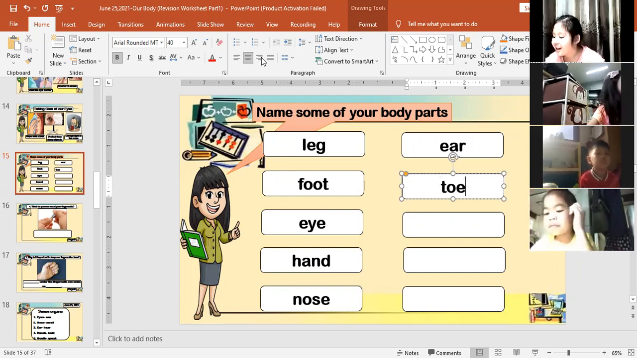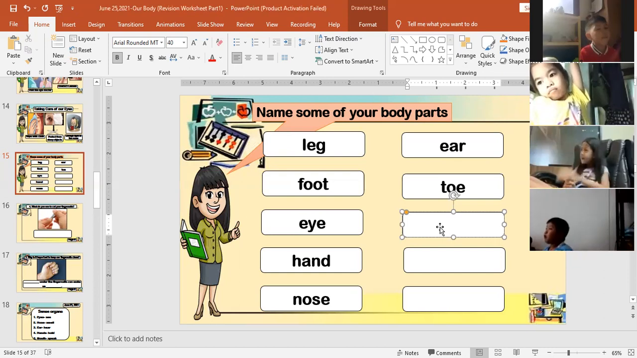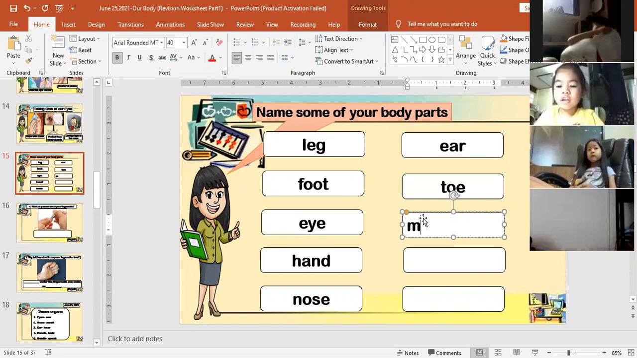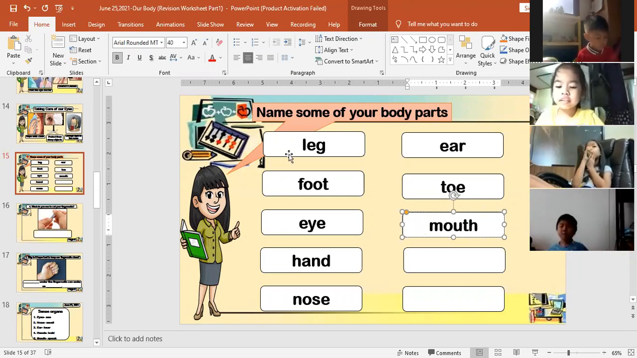Another one, we have Pawin. Give me one example of the part of your body. Mouth. M-O-U-T-H. Very good. Mouth.